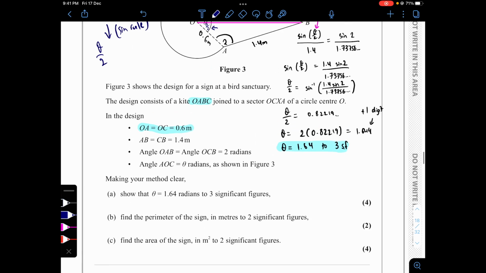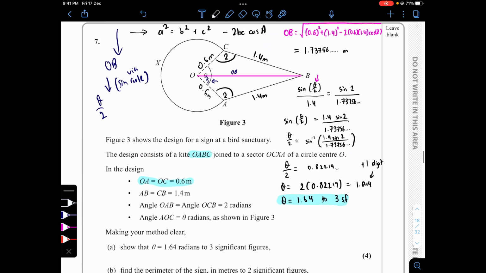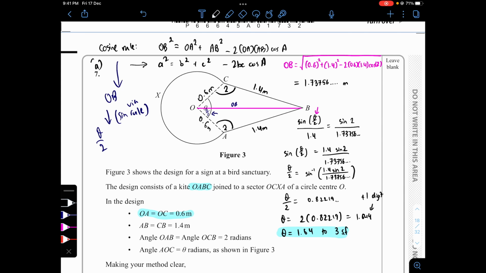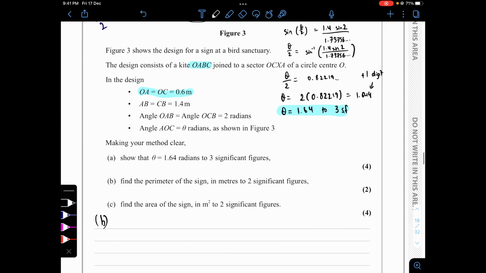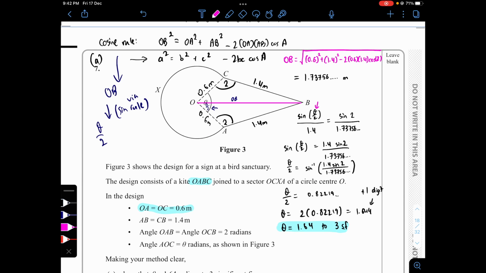We'll now find part B, which is the perimeter. And this is easier, so that was part A. So part B, find the perimeter of this. That is quite simple. All we need to do is find this length over here, the arc length, basically the major arc.